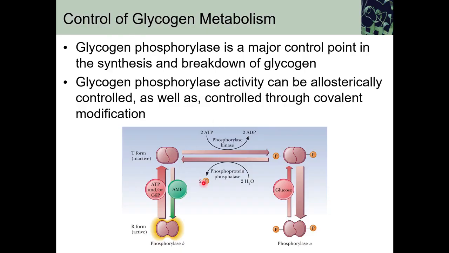Now, glycogen phosphorylase exists in two forms, phosphorylase A and phosphorylase B. Notice that phosphorylase A is phosphorylated, while phosphorylase B is not phosphorylated. Another thing is that both of these glycogen phosphorylase forms, phosphorylase A and phosphorylase B, exist in the T form and in the R form. The T form is the inactive form, while the R form is the active form.